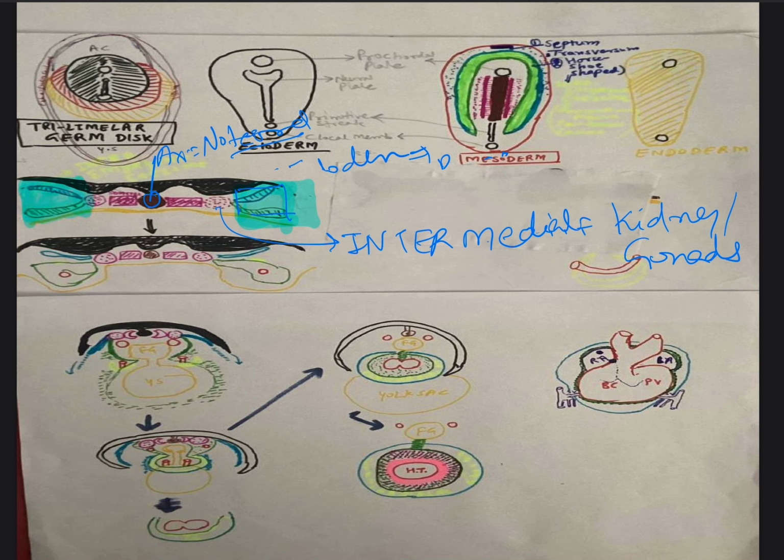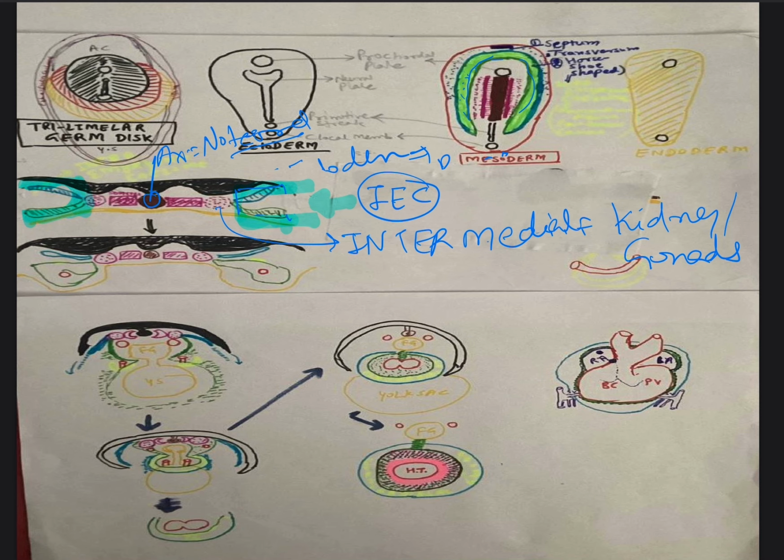This lateral plate mesoderm will further subdivide into two parts by forming a cavity. This cavity is now known as intraembryonic coelom. This mesoderm is fully divided. See this, this is the intraembryonic coelom. This intraembryonic coelom divides lateral plate mesoderm into two parts.